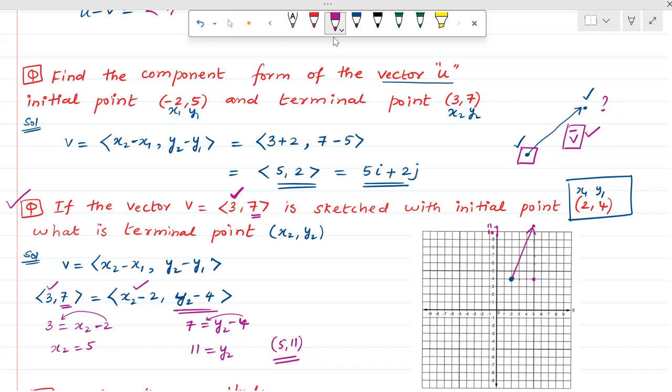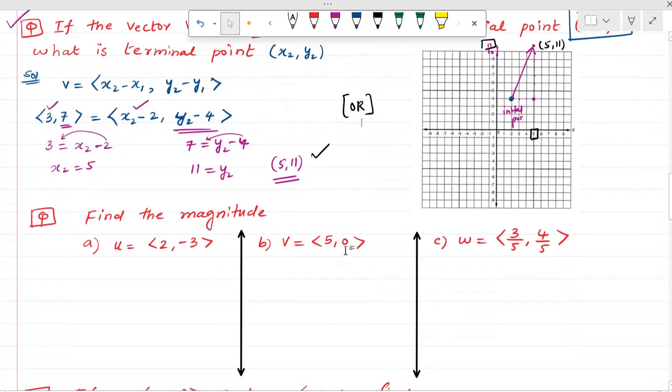So this is the vector. This is the initial point and this is the terminal point, the last point. What point do you get from the graph? This is 5 comma 11. This is what we get from this one. Either you can go with the graph or this method. Both are the same. You will find the vector.